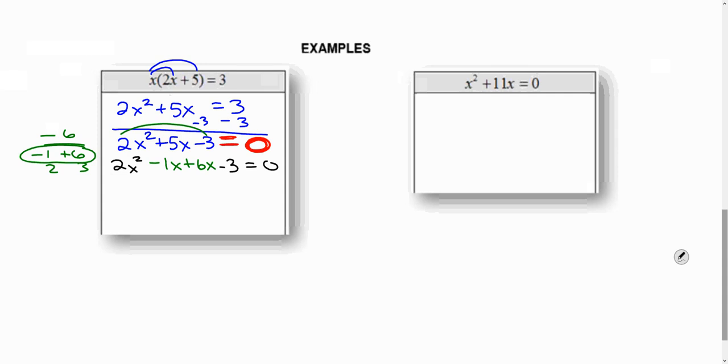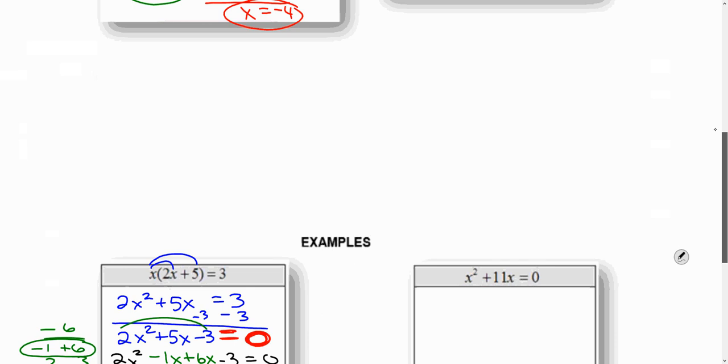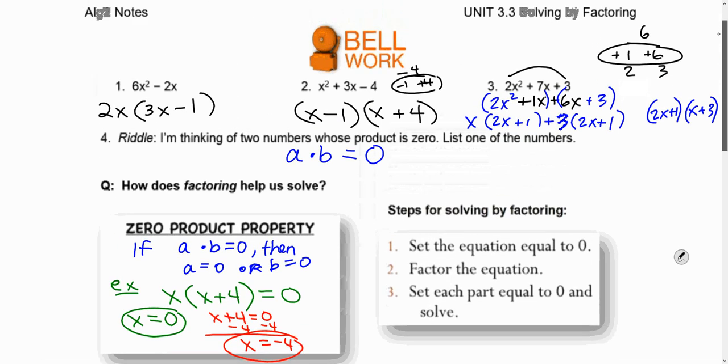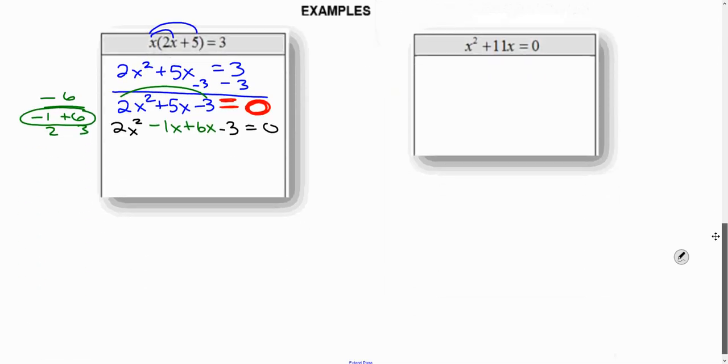Now we can do this by grouping. I was just checking. I thought maybe that was one of the bell work questions, because then we could have saved a lot of time. So we're going to do this by grouping.